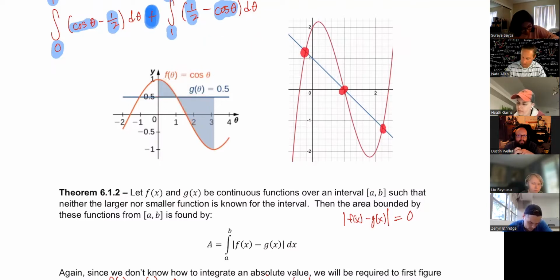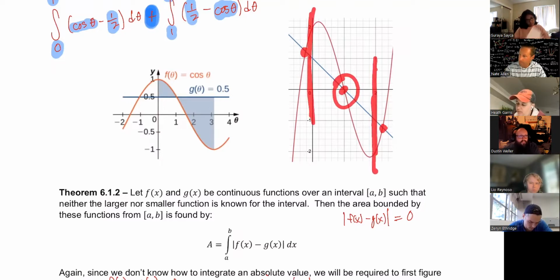Here, here, and here. And as long as any one of those points is in our interval, what are we going to do? We're going to split it there. And we're going to say if we're going from 0 to say 2, then we would split it right at 1. But how do we know which one's above and which one's below?